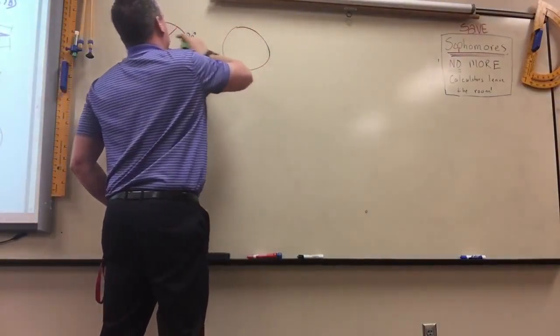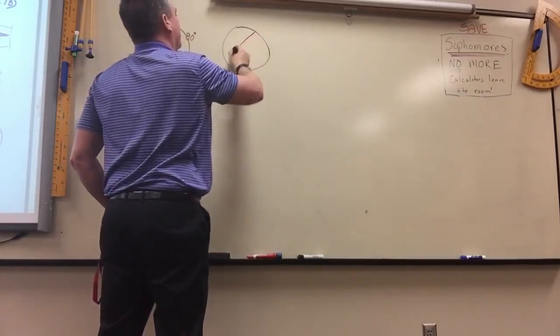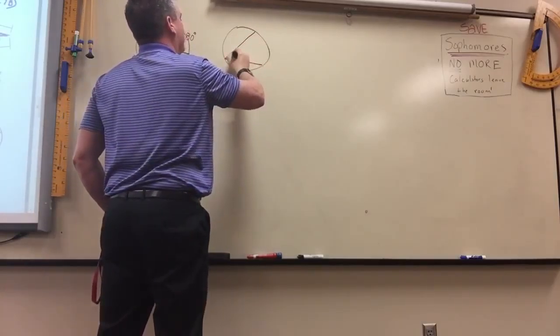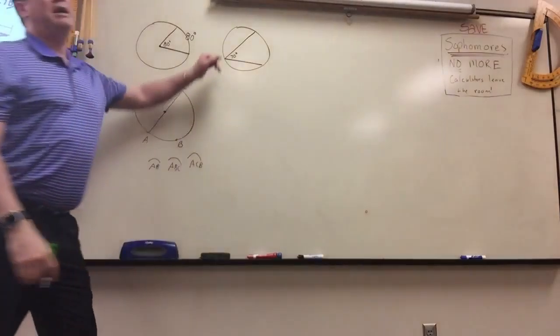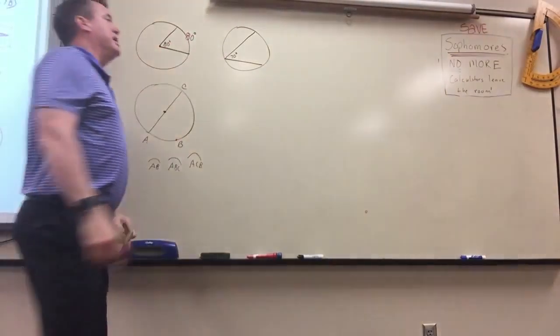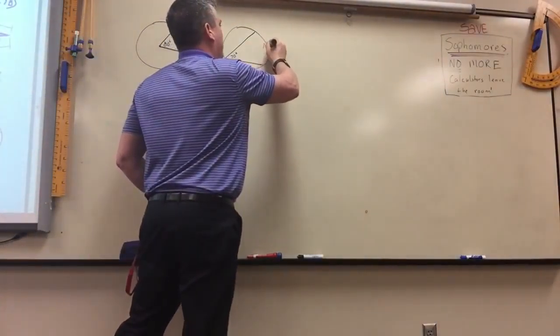Now, similar to the central angle is an inscribed angle. If the inscribed angle is 70, the arc it intersects is double that, 140.